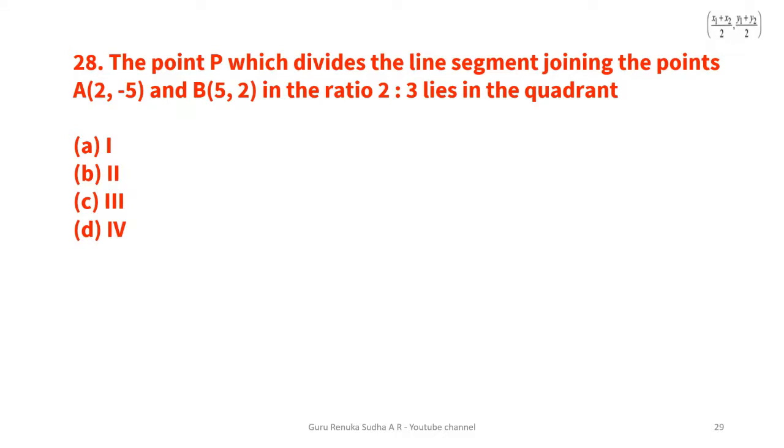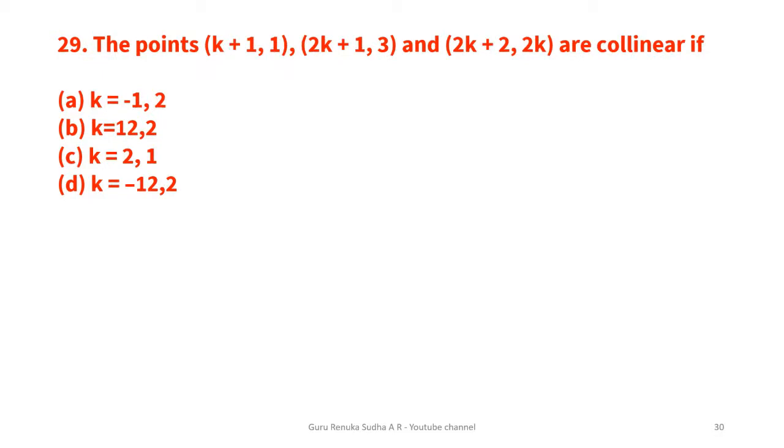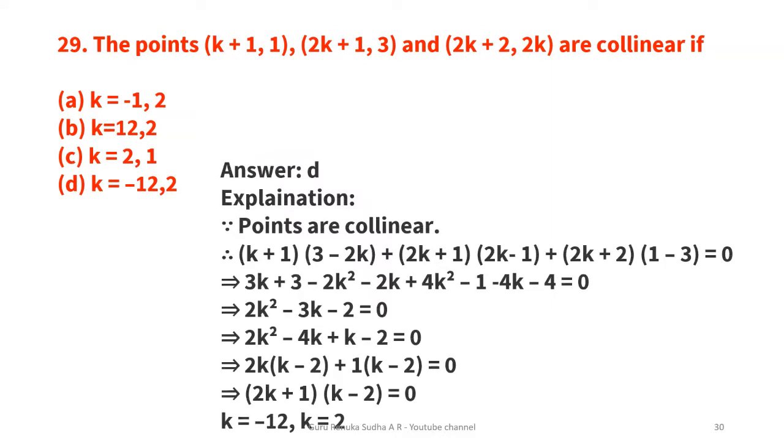If that one line segment is divided in the ratio 2:3, in which quadrant does that point lie? They are asking. After observing this diagram, you can easily identify it, and by using the midpoint formula you can easily calculate. Okay, 29th: the points, observe carefully, are they collinear or not? Instead of numerical values, they have given a combination of numerical and alphabetical coordinates. So observe and substitute properly, then you will get the answer.